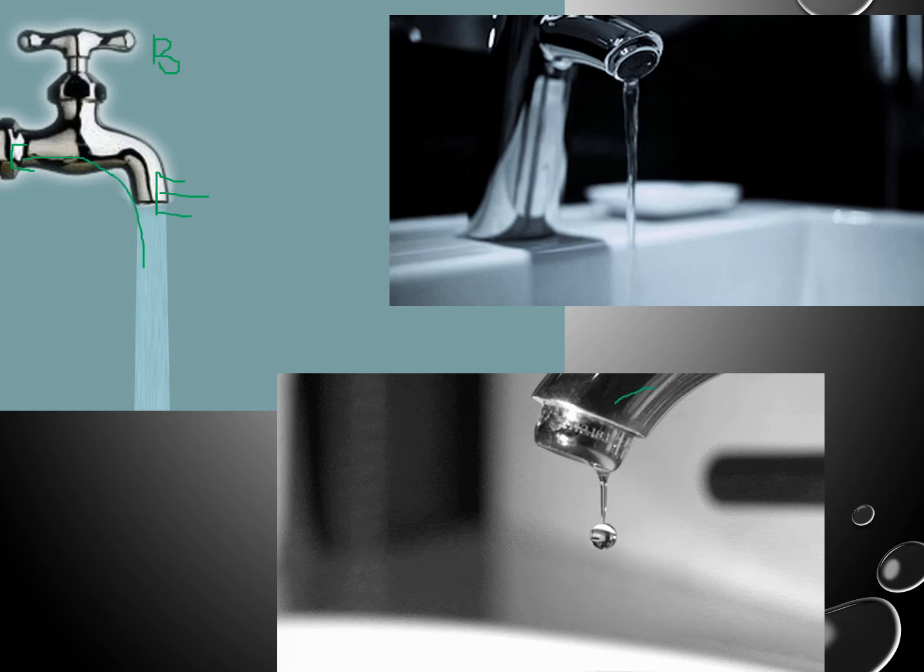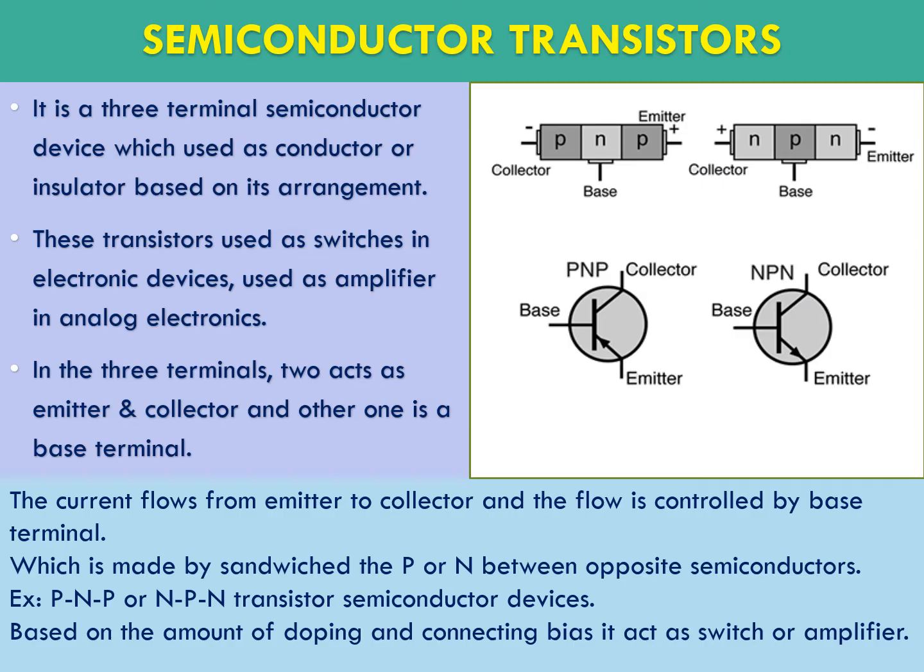We can completely stop the water from the collector to the emitter by using the base. And also we can operate the flow of water by using the base. By controlling the base, by giving how much water we require, we can control the flow of water between collector and emitter. If you apply the same principle in electronic devices, that is called a transistor.